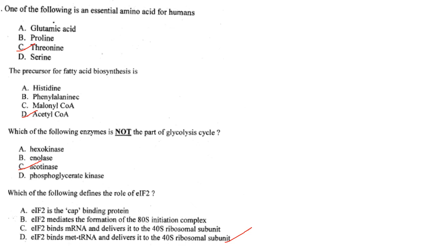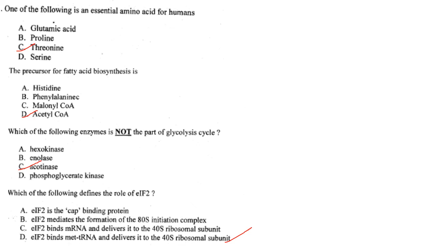Then the precursor for fatty acid biosynthesis is acetyl CoA. Then which of the following enzymes is not part of the glycolysis cycle? So out of these, aconitase is not a part of glycolysis. It is a part of the citric acid cycle and it converts citrate into isocitrate.